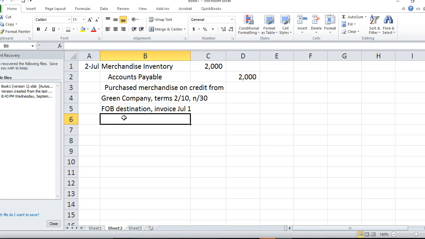Net. So in other words, if we pay this invoice within 10 days, then we get a 2% discount. Okay? Or 20 bucks. So we would really have to only pay them $1,980. Otherwise, we must pay the full amount, the full $2,000 within 30 days of our invoice date. So N means net. N means you pay what you owe within 30 days.